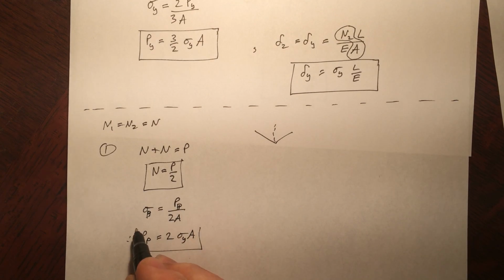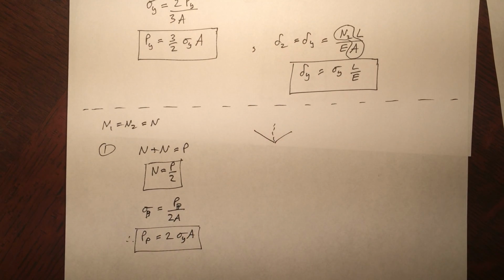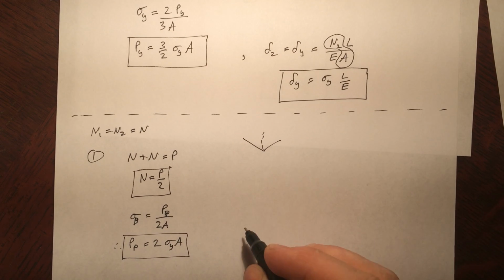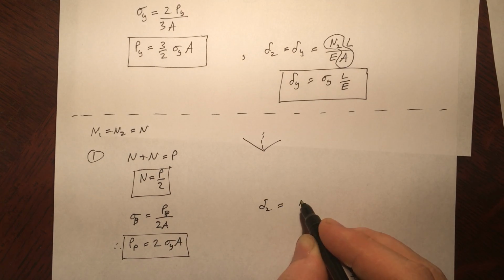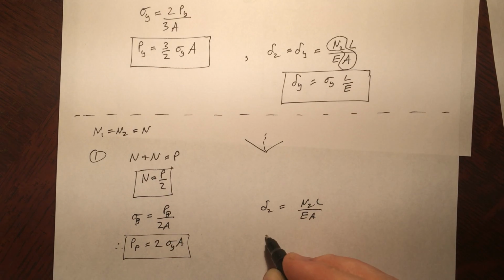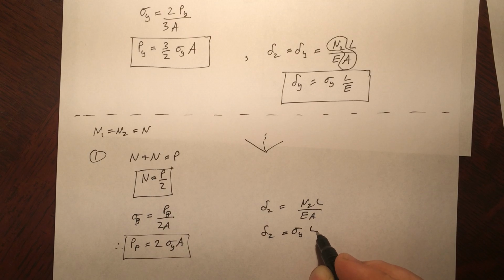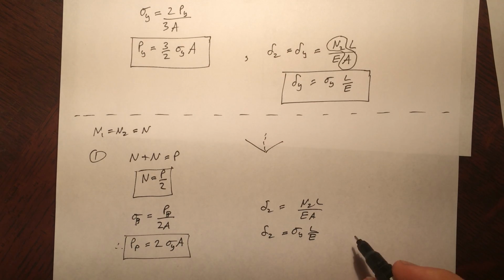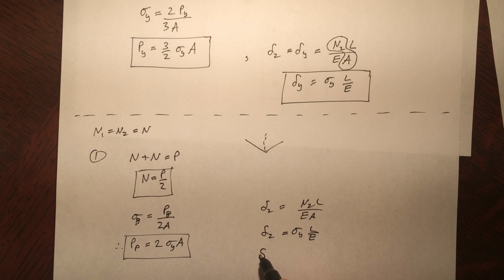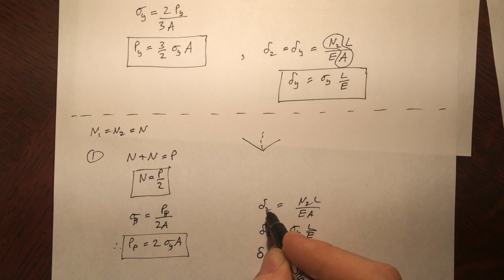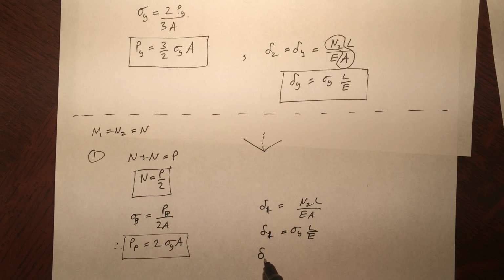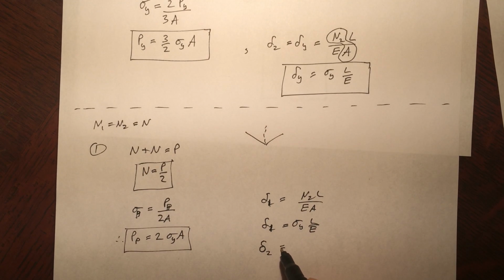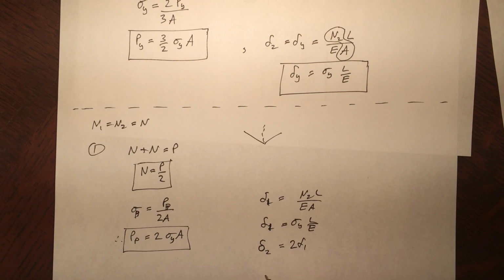And then we find the displacement of just this member. Delta 2 is N2 L over EA. Delta 2 is equal to sigma yield L over E. And we know that delta, well, this is 1, sorry. Delta 2, or the one we want to know the displacement of at the point of the application of the force, is 2 delta 1. So delta plastic is 2 sigma yield L over E.